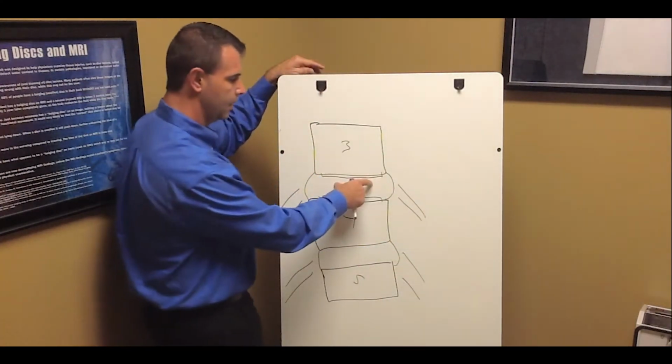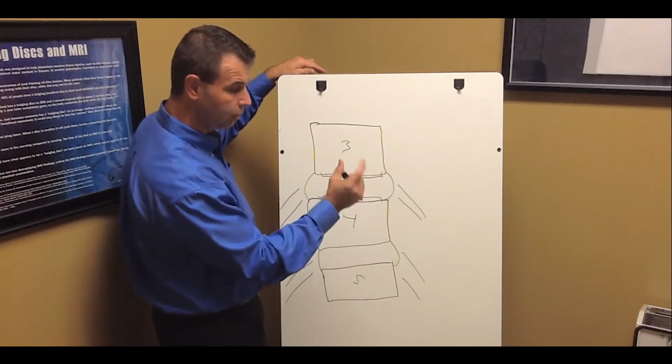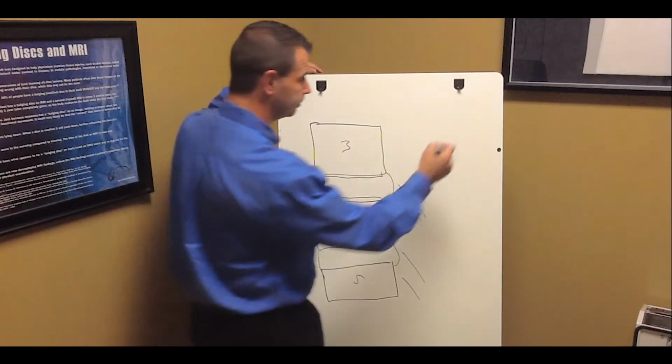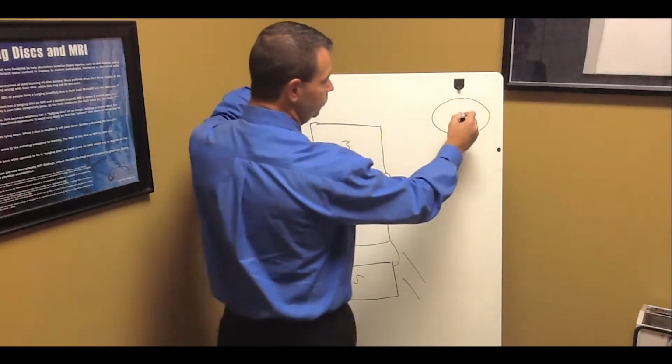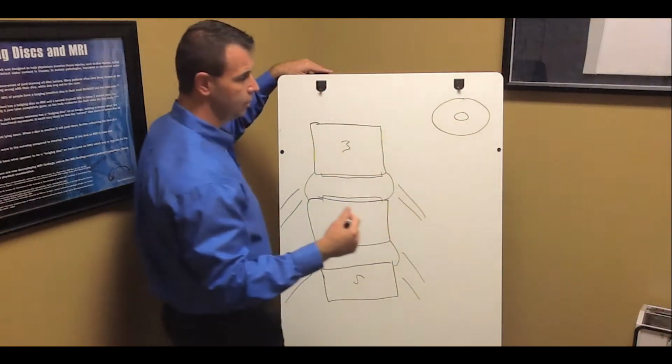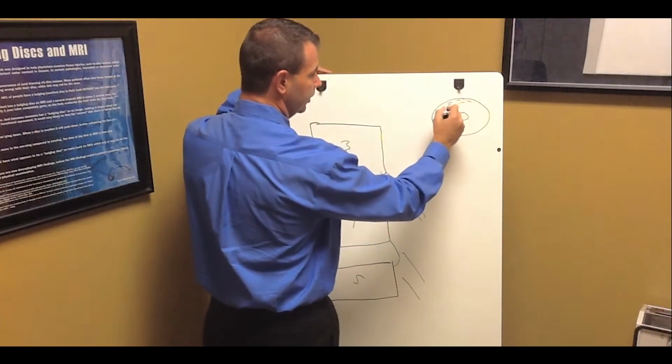Now what we're going to do is pull that disc out, turn it, and look down on it from the top. So the disc is roughly oval in shape. The center portion of it is more fluid-like, and the outer portion is more fibrotic.